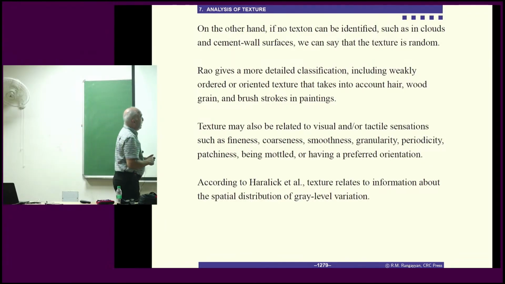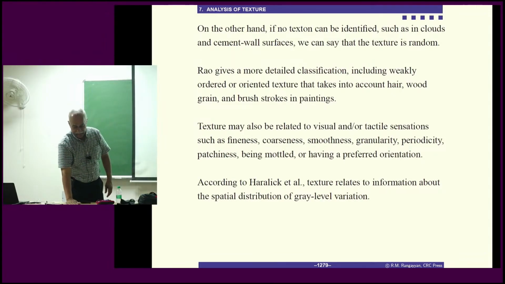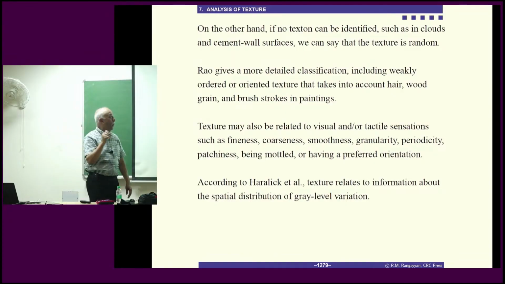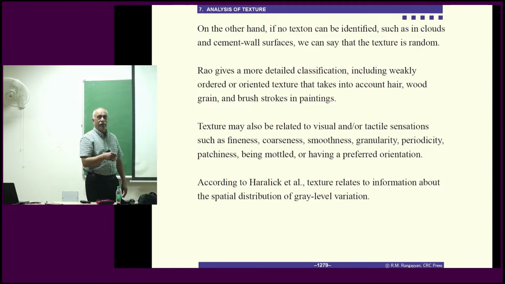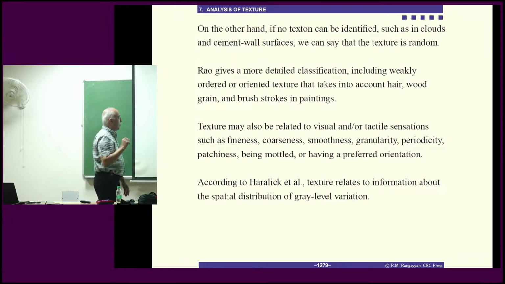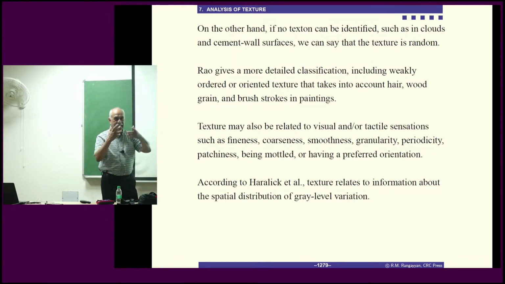Texture could also be related to visual or tactile sensation. When you feel the surface, you may feel some texture, and that is tactile. Fine, coarse, smooth, granular, periodic, patchiness, mottled, or preferred orientation too. So some of these, if it is not just a picture, but a real object, you may be able to feel, so it is tactile also. So this is something based on what we see.